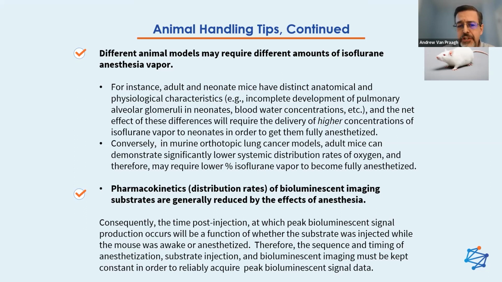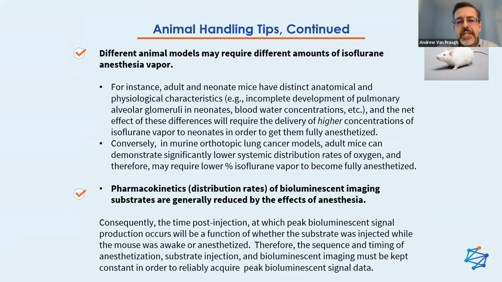Conversely, in mouse models that you're working with, if you happen to be dealing with something that is impinging on oxygen transfer in the lung, let's say you have an orthotopic lung cancer model, those kinds of mouse models will be more sensitive to the exposure of isoflurane gas, and you will want to reduce from the standard of 2.5% down to a lower percent to avoid asphyxiating the mice altogether.